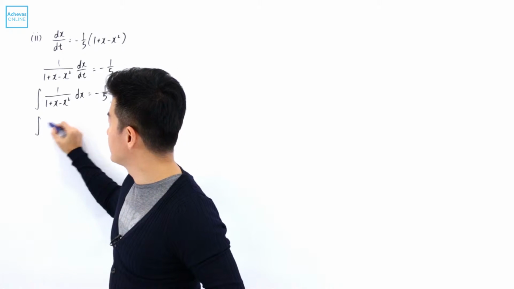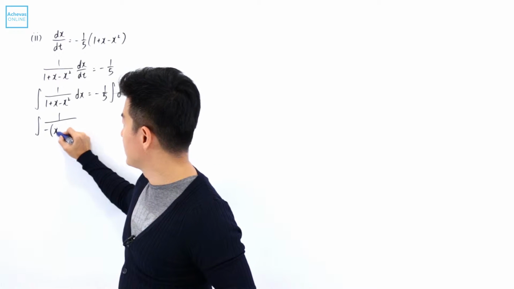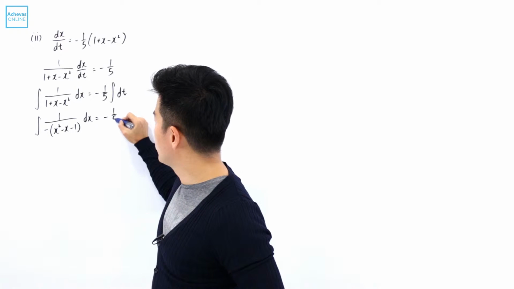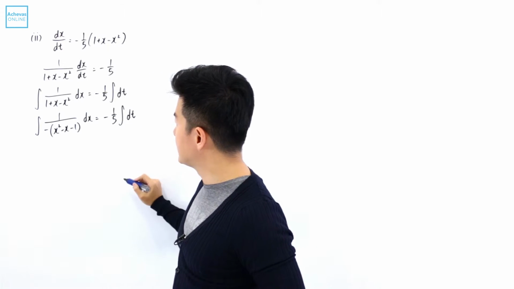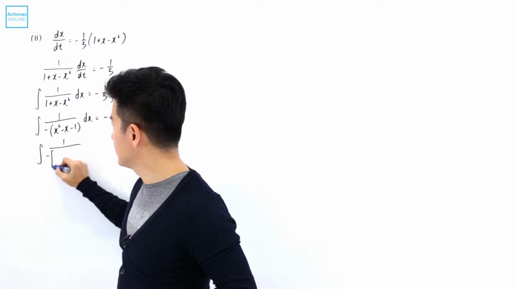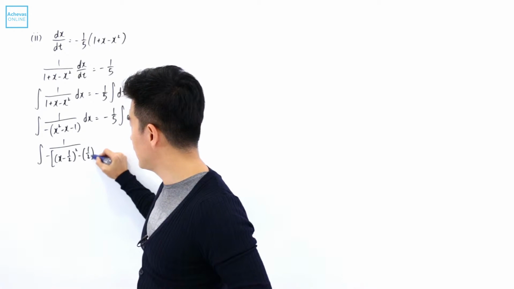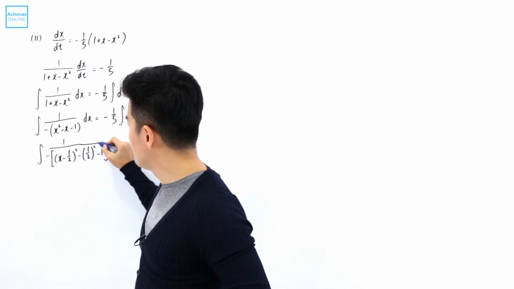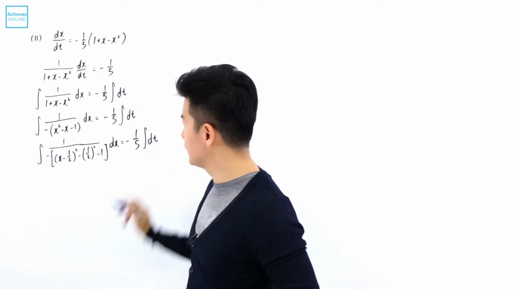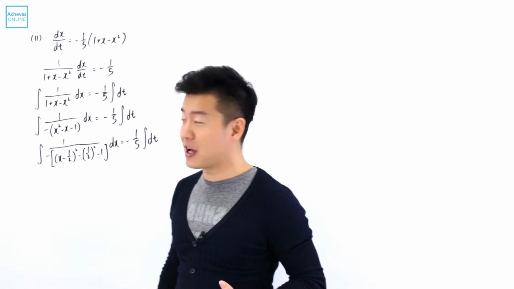Completing the square, first I'm going to factorize out minus 1. So it will be the integral of 1 over minus (x squared minus x minus 1) dx is equal to minus 1 over 5 times the integral of dt. This is the integral of 1 over minus ((x minus half) squared minus half squared minus 1) dx, where this is minus 1 over 4 minus 1, so together it is minus 5 over 4.